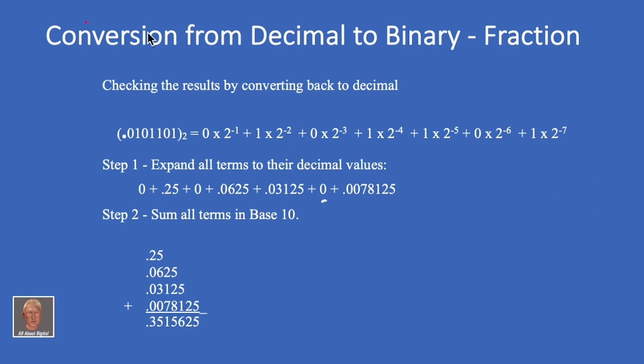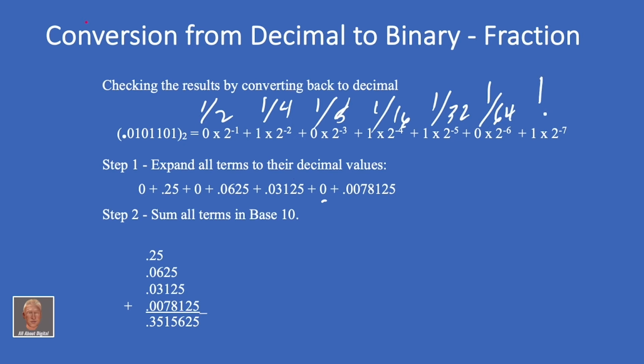let's write down what each of these terms is with respect to the power of 2. 2 to the minus 1 is 1/2. And we have 1/4. Next term is 1/8. And we have 1/16, 1/32, 1/64, and 1 over 128.